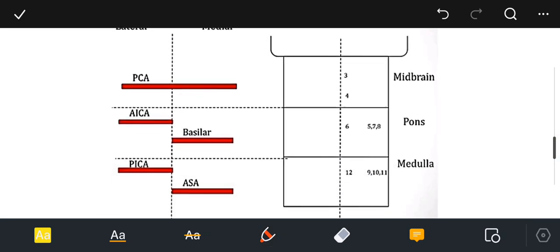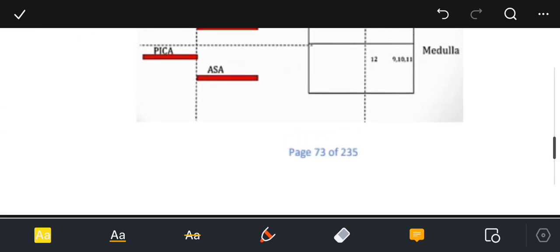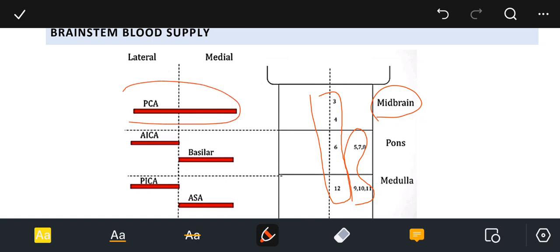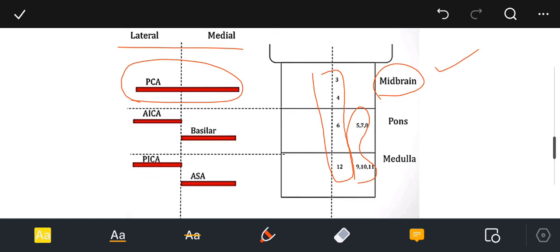This table is very important. I guess we should do this and then we'll wind up this session. For the midbrain, you can see the centrally located motor nuclei for cranial nerves 3, 4, 6 and 12, and cranial nerves 5, 7, 9, 10 and 11 are located laterally along with cranial nerve 8. The posterior cerebral artery supplies the midbrain, both the lateral and medial halves. The ICA will supply the lateral part of the pons, and the basilar artery will supply the medial part of the pons. The PICA will supply the lateral part of the medulla, while the anterior spinal artery will supply the medial part of the medulla.